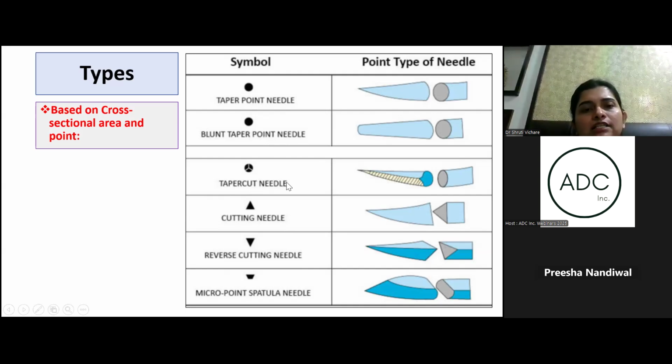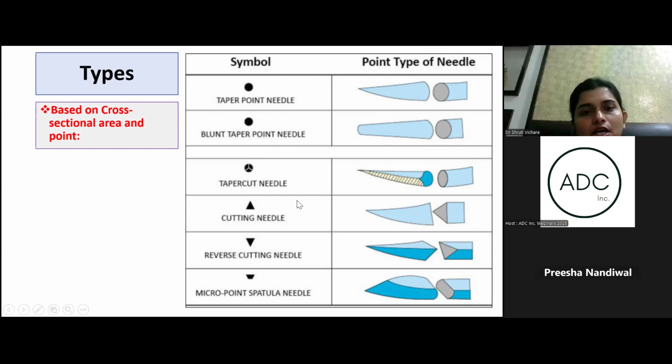The next is the taper cut needle. In the taper cut needle, what happens? Up to the needle point, the suture needle does not have a cutting edge. But somewhere close to the needle point, it has a cutting edge. Okay, so suddenly, see here the cross section is circular, and then here, somewhere close to the needle point, there is a cutting edge that is introduced.